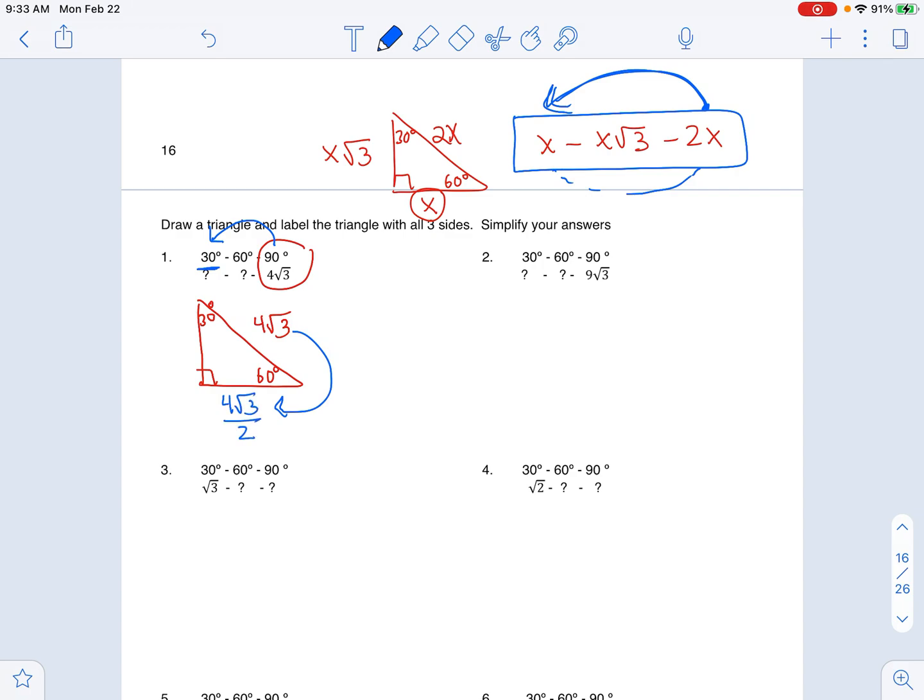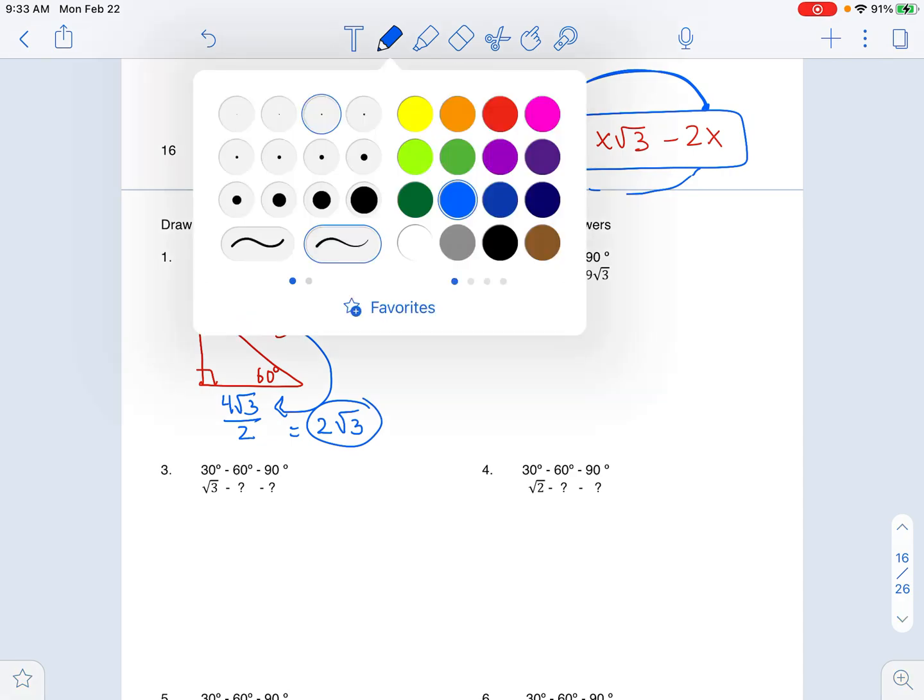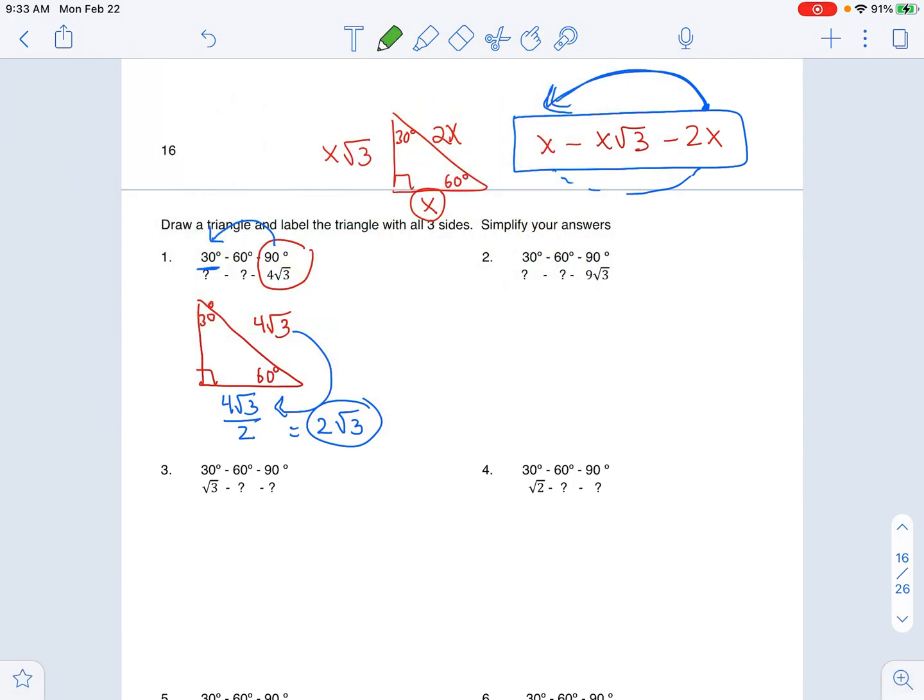And notice what happens. I can do 4 divided by 2, which is just really 2. So I get 2 square root of 3. Okay. Once I have the X side, then I can fill in everything else. So now, always go back to this here. I'm going to go from X to this. Oops, this is the other side that I'm missing.